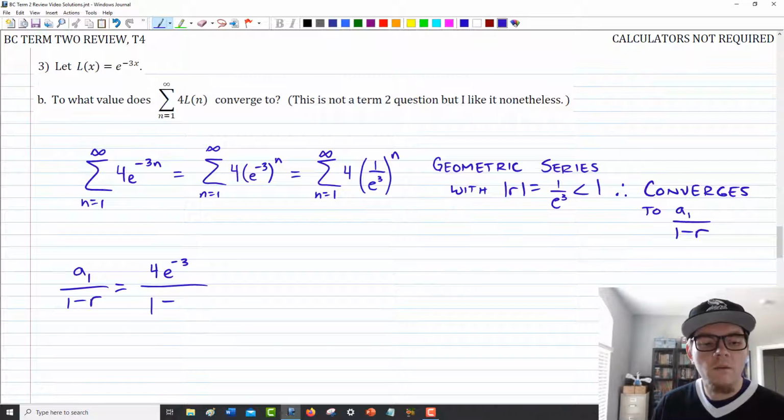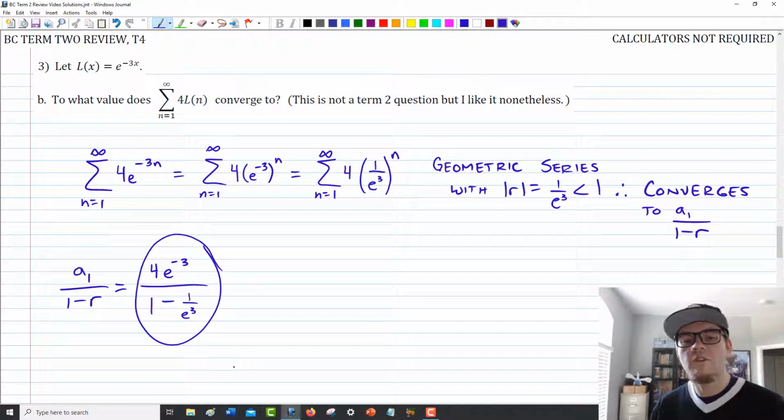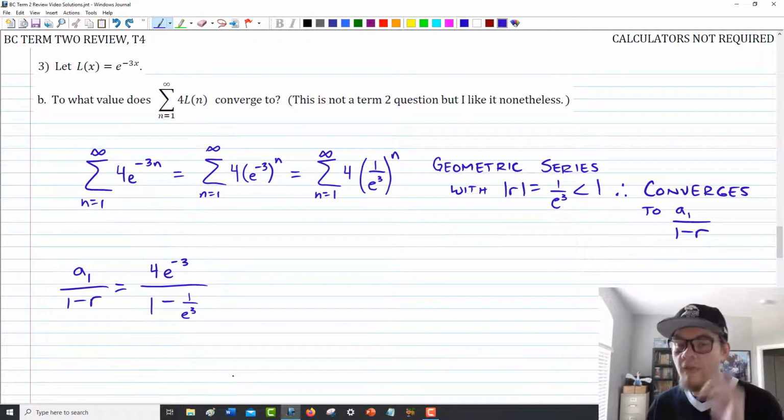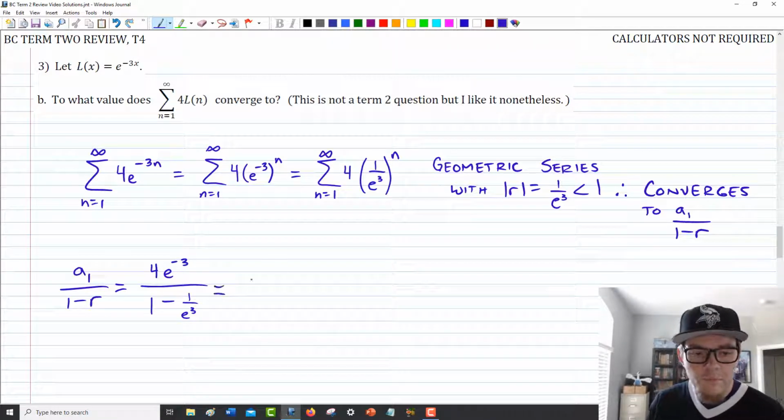And then in our denominator, we have 1 minus 1 over e cubed. So if you're an efficiency expert, you'd probably stop right there. That is the correct answer. I just don't feel satisfied, so I'm going to continue.